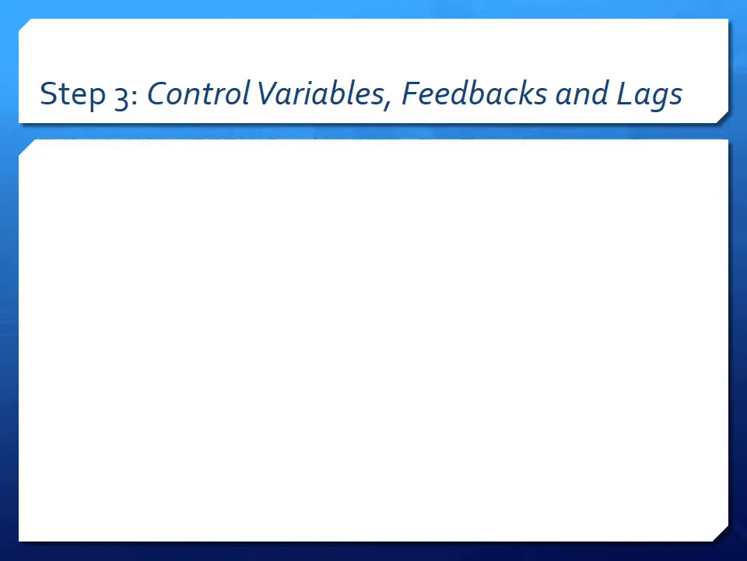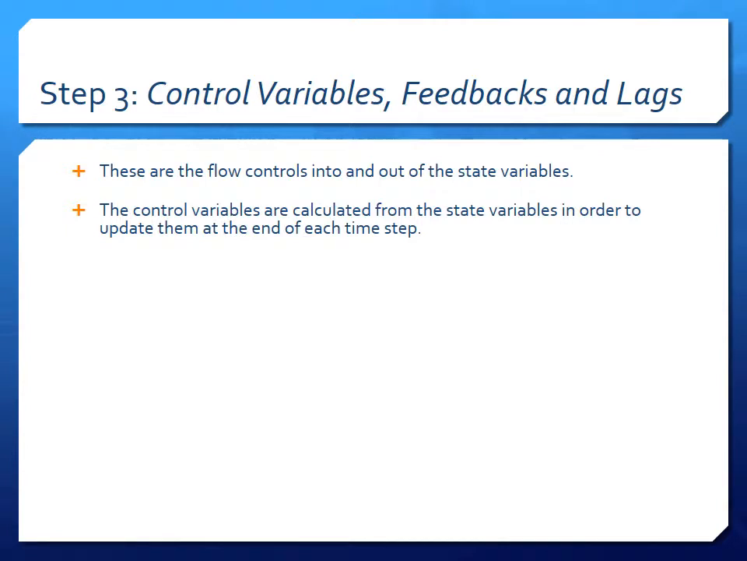Our next step is to look at control variables, feedbacks, and lags, and these are the components that affect the stock. So these are the flows or controls into and out of the state variables. These are the inputs and the outputs. In most cases in system dynamics models, these control variables are calculated from the state variables in order to update them at the end of what we call a time step. I'll come back to this concept of time step in a second, but this is essentially periods or intervals of time during which we update the state variables, because these state variables are changing over time.